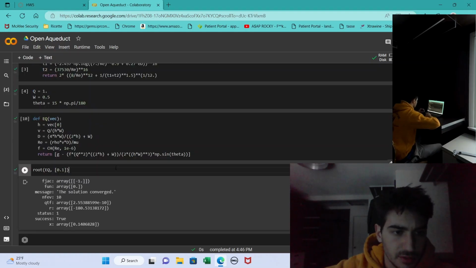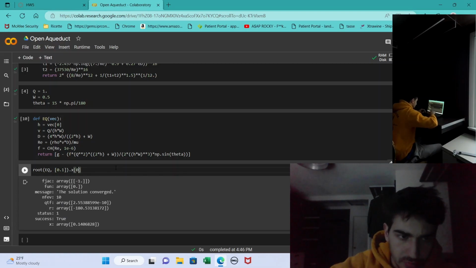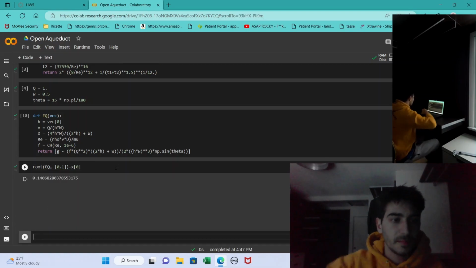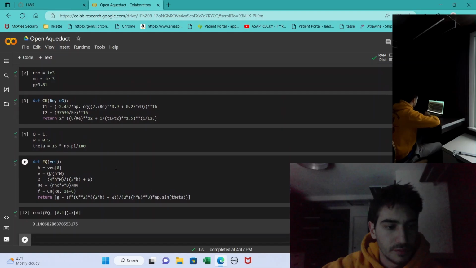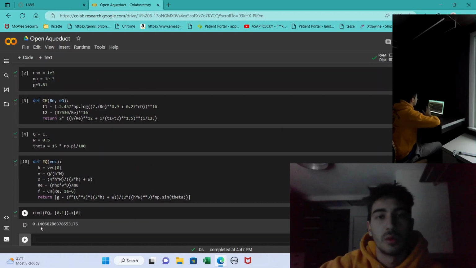There we go. We get some values. We can go ahead and do .x, just pull out what we want. There we have it. We get a value of 0.141 meters for our value of h, for our height of water in this aqueduct.